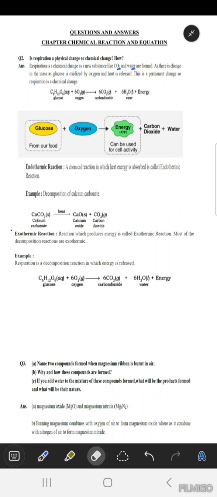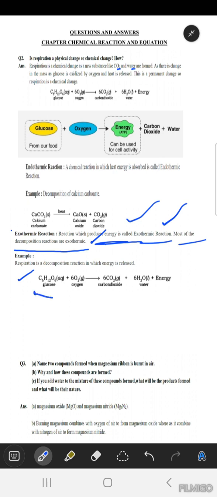Second, what is an exothermic reaction? The reaction which produces energy is called an exothermic reaction. Most of the decomposition reactions are exothermic. Let us take an example for the exothermic reaction. The most popular is respiration. In respiration, when glucose reacts with oxygen, what we get is carbon dioxide and water, and there is a release of energy. So it is an exothermic reaction.